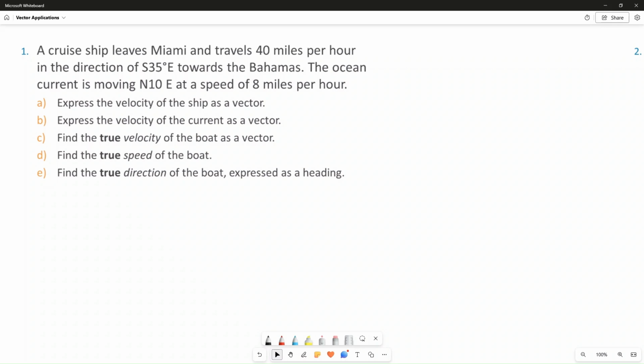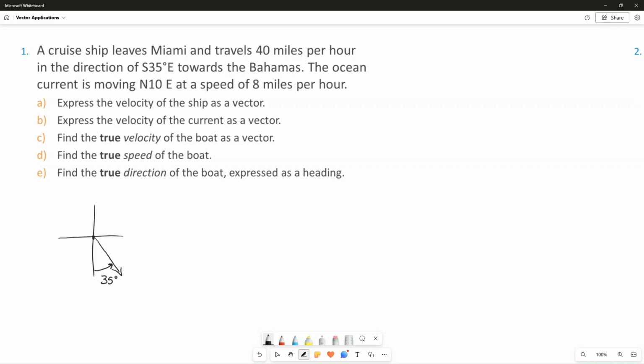Okay, so our cruise ship, we are starting in Miami, and so I'm just going to draw a little x and y axis, and our cruise ship is going to start at the origin, and it's going to travel south 35 degrees east. From the origin, southeast would be a vector into the fourth quadrant, and it's 35 degrees east of south. So I know the angle between our vector and the negative y-axis is 35 degrees.